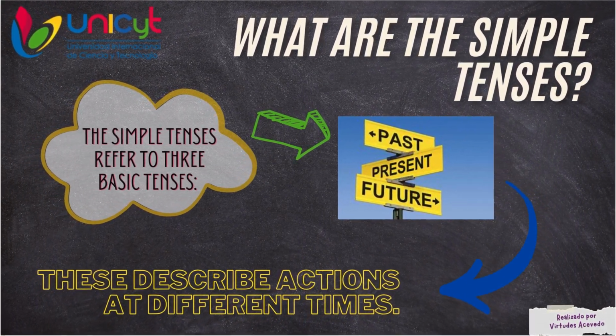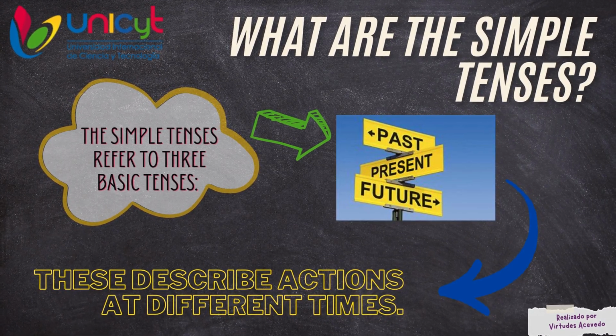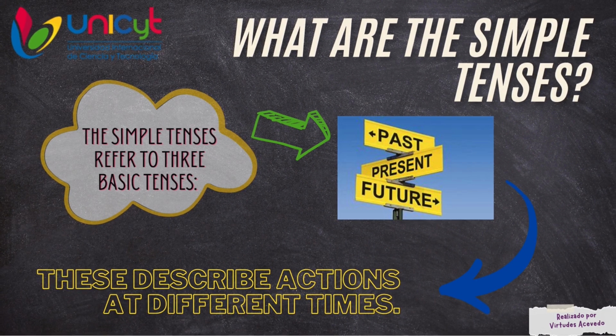What are the simple tenses? The simple tenses refer to three basic tenses in English: present, past, and future. These are used to describe actions at different points in time. The simple present talks about actions that happen regularly. The simple past refers to actions that happened in the past. And the simple future talks about actions that will happen in the future. Together, these tenses form the foundation of how we describe events and actions in English.